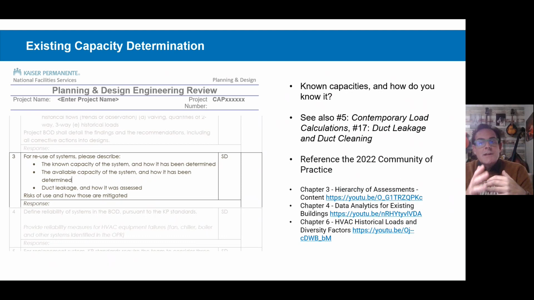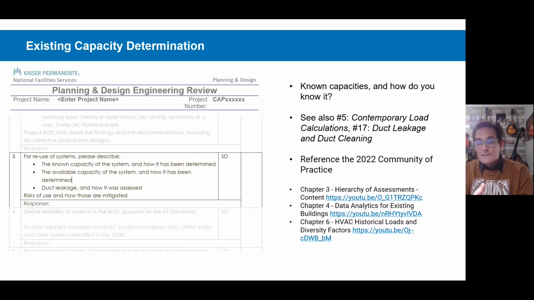Third is existing capacity determination. So for any existing systems that you're working in, you need to basically ask two questions. What is the capacity of the system? And how do you know that that's the capacity of the system?